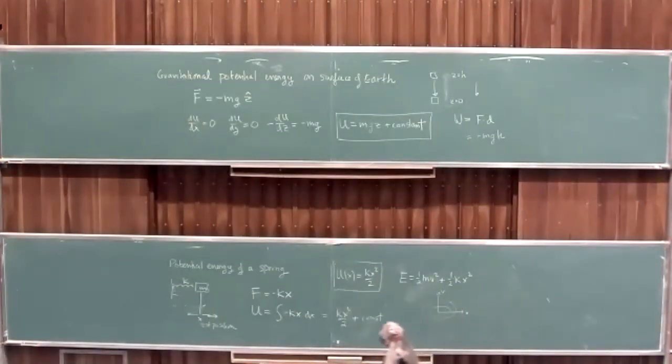Okay, so that was potential energy in the spring. Now we'll move on to gravitational potential energy. Before, we did gravity with just the vertical component, now we'll do it with the radial version.